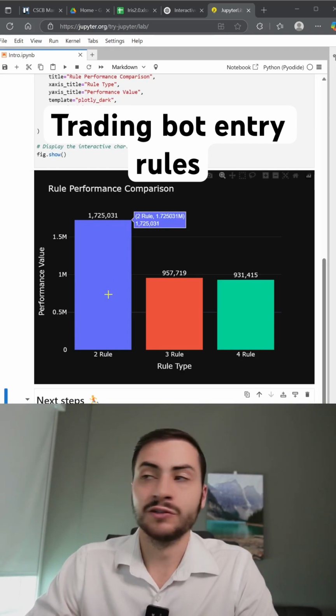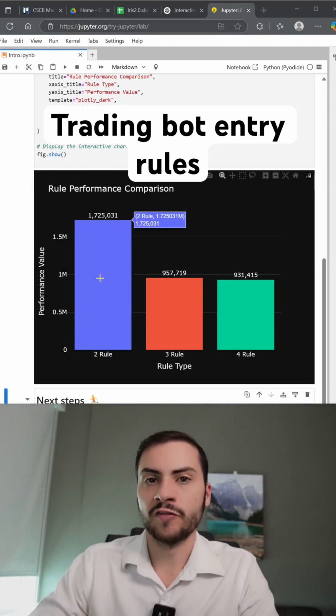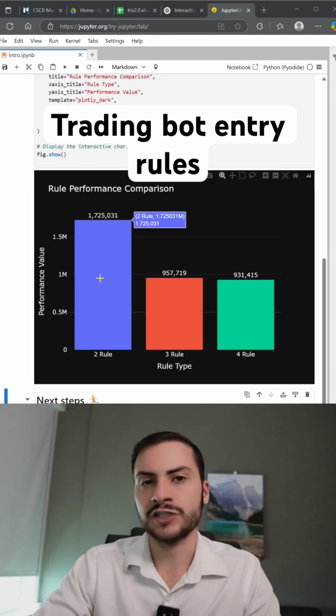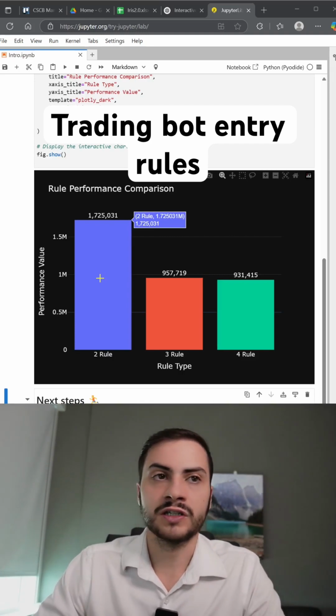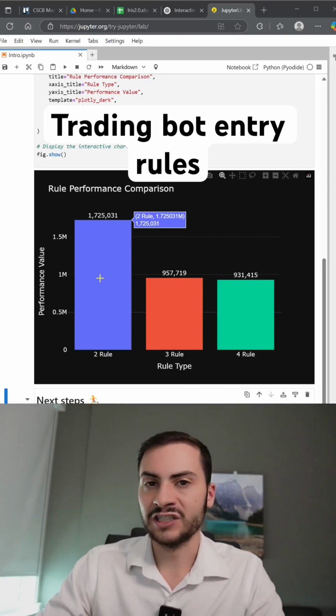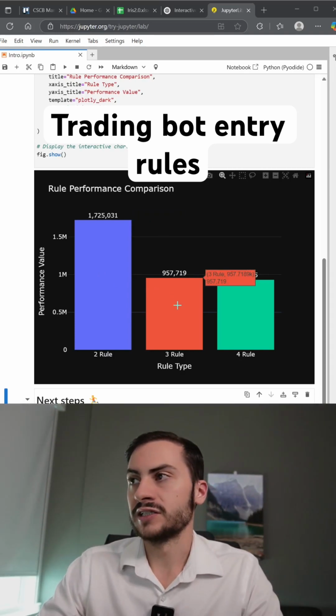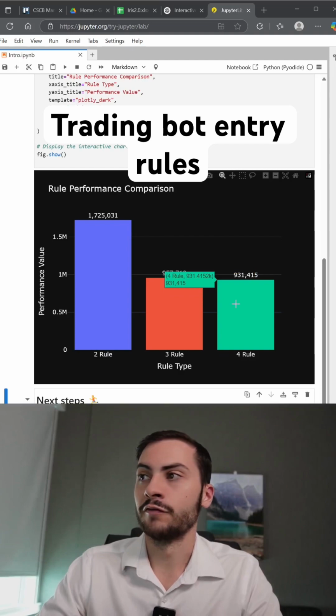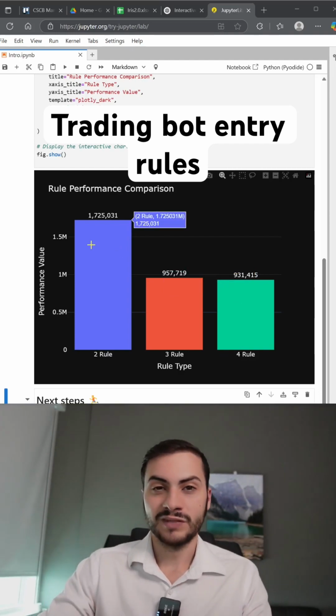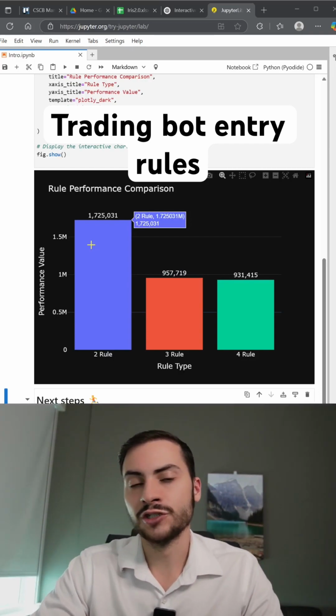From my results, it looks like two rules was the most profitable. This is a net profit, so it is not risk adjusted, but two rules gave the most net profit for my automated trading systems in 2024. We see three rules, slightly decline or more decline, and then four rules was a very slight decline from three rules. So in conclusion, your trading system should have two rules.